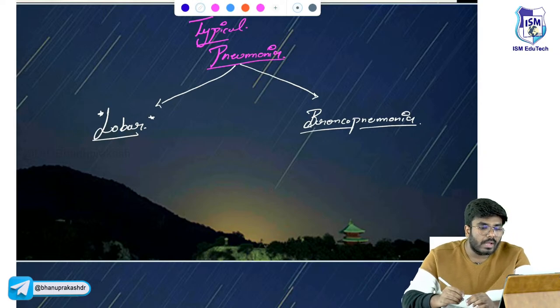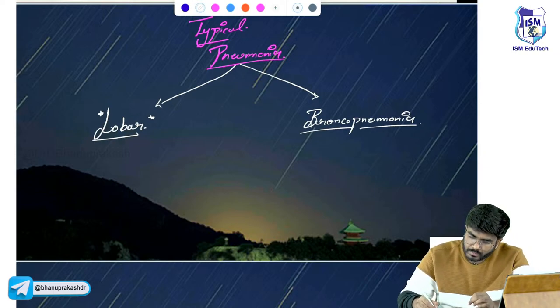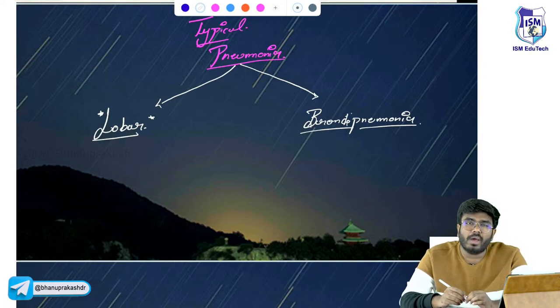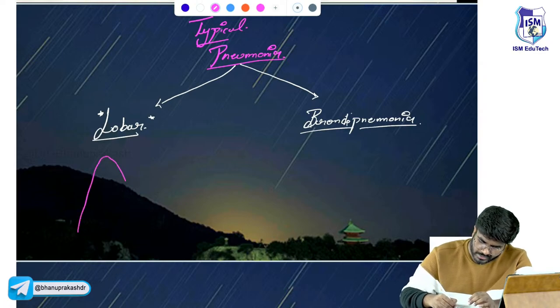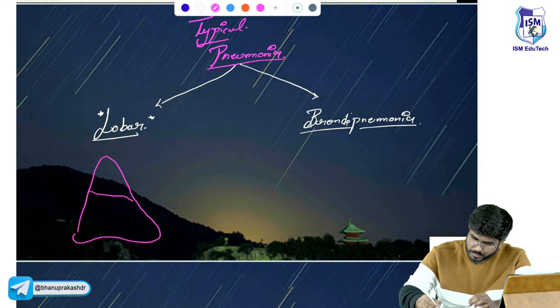Lobar pneumonia and bronchopneumonia. So what is lobar pneumonia, sir? What exactly is lobar pneumonia? See, for example, imagine this is the lung, and it has two lobes.